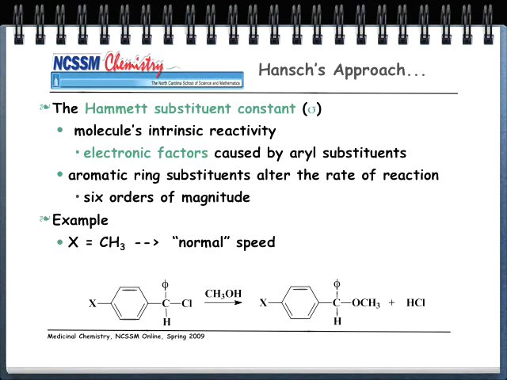Well, what if I change the value of X? What if I change what X is? If I make X a nitro group, or an NO2 group, that will make this reaction happen 100,000 times slower. So Hansch was able to painstakingly measure all of these substituents, changing what X is, and he was able to measure how much each of these things that we substitute onto the aromatic ring were worth.